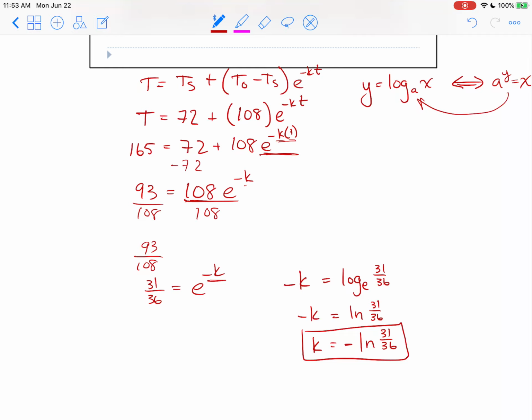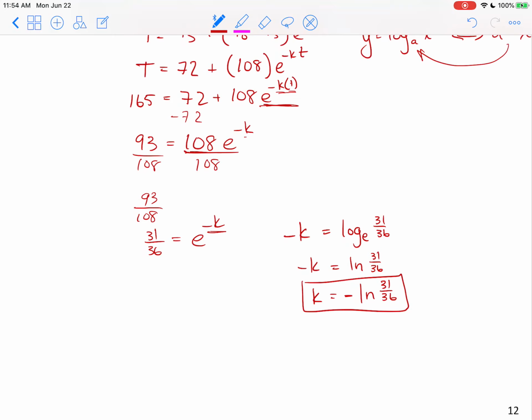And Pearson's going to ask you to write your final answer in terms of natural logarithms. So this is how you would write your answer. Okay.